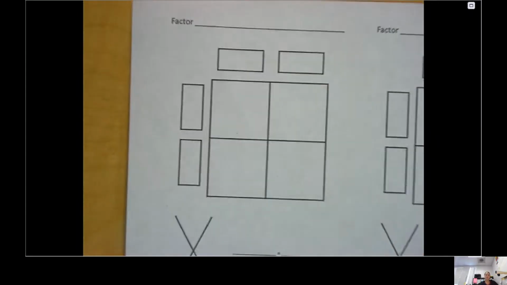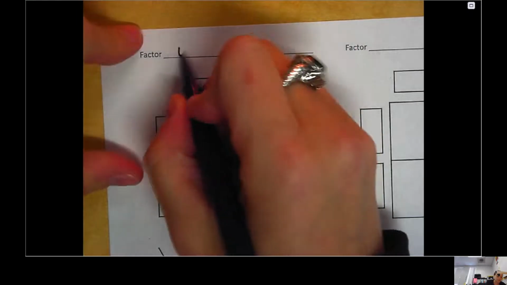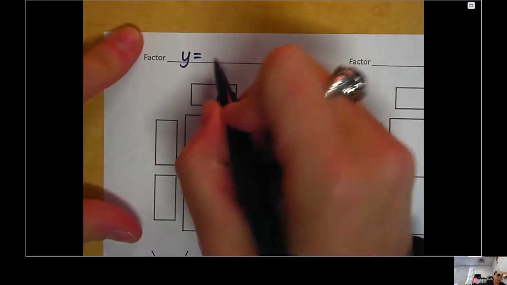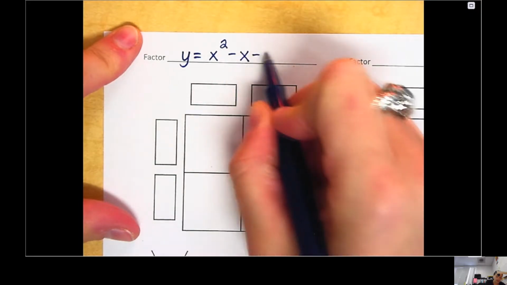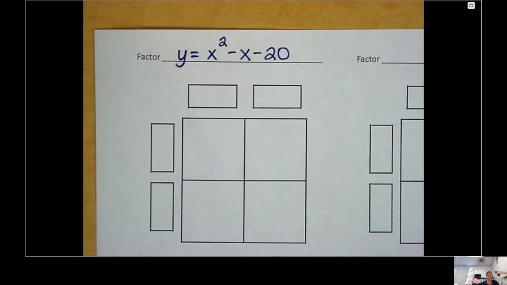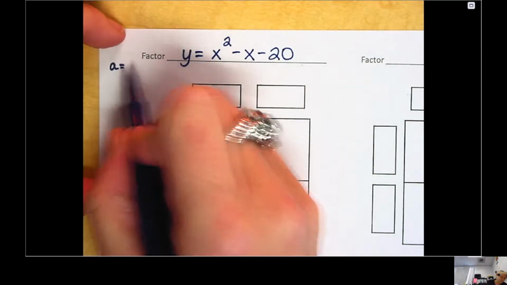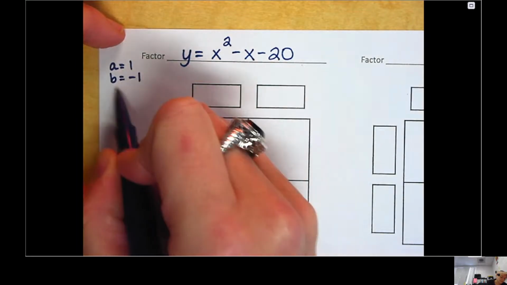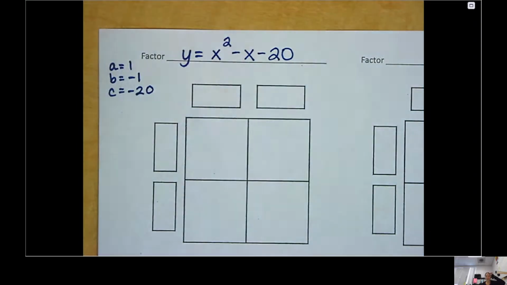Open it up. Next equation is, all right, y equals x squared minus x minus 20. So we're going to start by just writing down our a, b, and c values. What's your a value? 1, -1, and -20. Great.